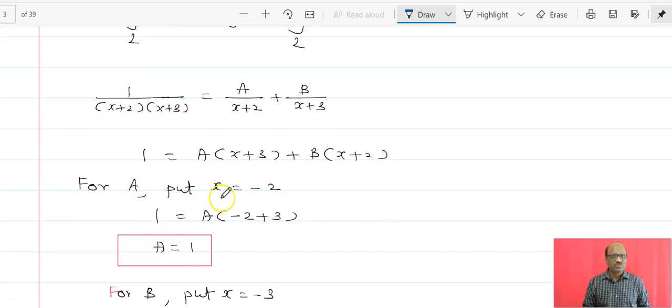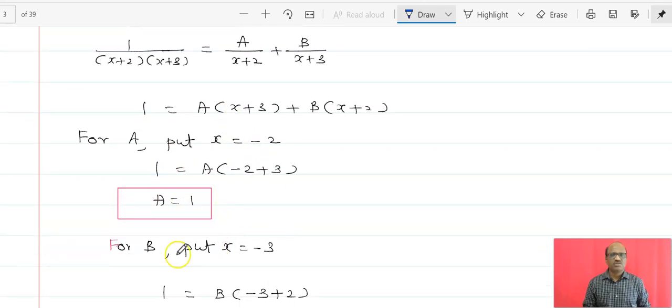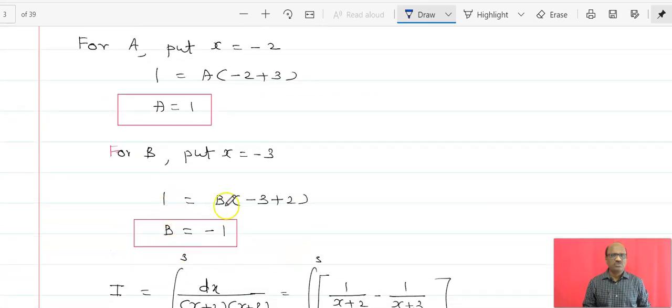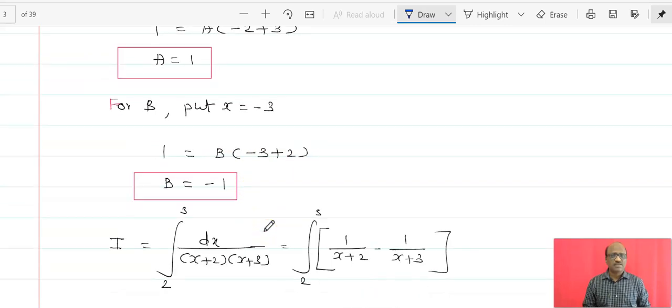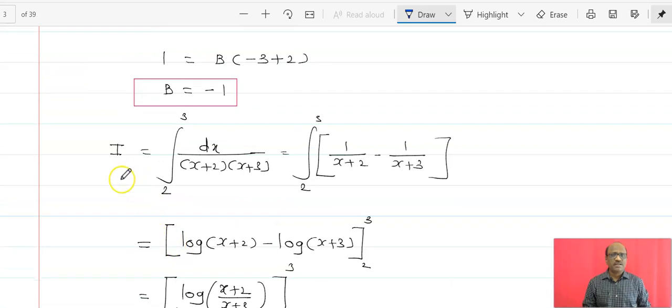Put x equal to minus 2, then you will get the value of a. That is 1 is equal to a into (minus 2 plus 3). Therefore, a is equal to 1. For b, put x equal to minus 3. That is 1 is equal to b in bracket (minus 3 plus 2), that is minus 1. Therefore, b is equal to minus 1. Therefore, our integral becomes, that is I is equal to the integral from 2 to 3 of dx upon (x plus 2) into (x plus 3).